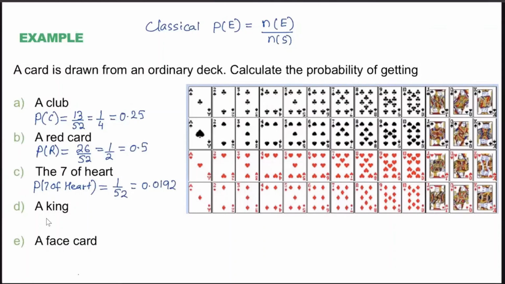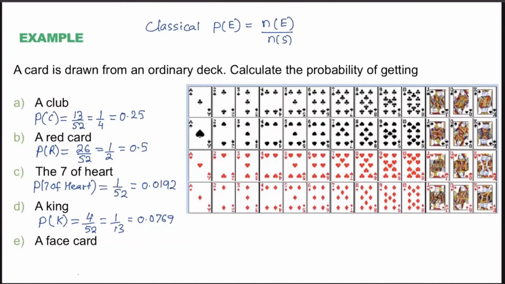Next, we have to find the probability that it's a king. How many kings are here? You can see 1, 2, 3, 4 kings. 4 out of 52, which is 1 divided by 13. You can leave it like that. Or when you change it to decimal, that should be 0.0769.